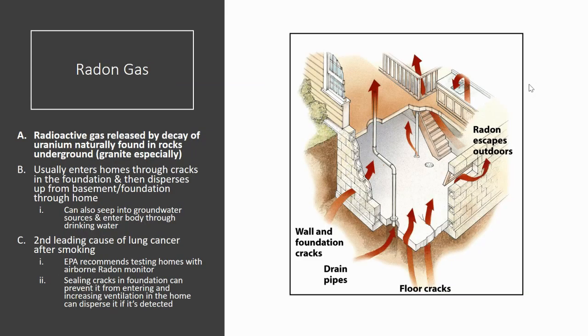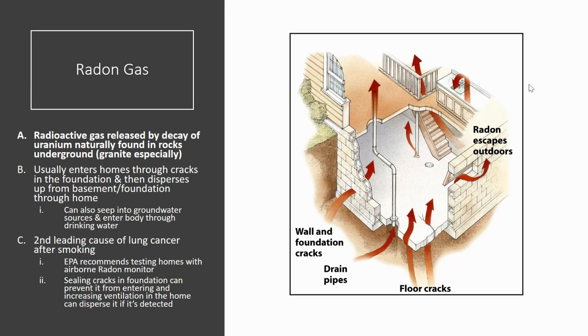What about radon gas? Well, radon gas is actually a radioactive gas that comes from the decay of uranium that is naturally found in the bedrock, specifically in granite. Usually it can enter the home through cracks in the foundation of the home and then disperses up from the basement all the way up through the home.